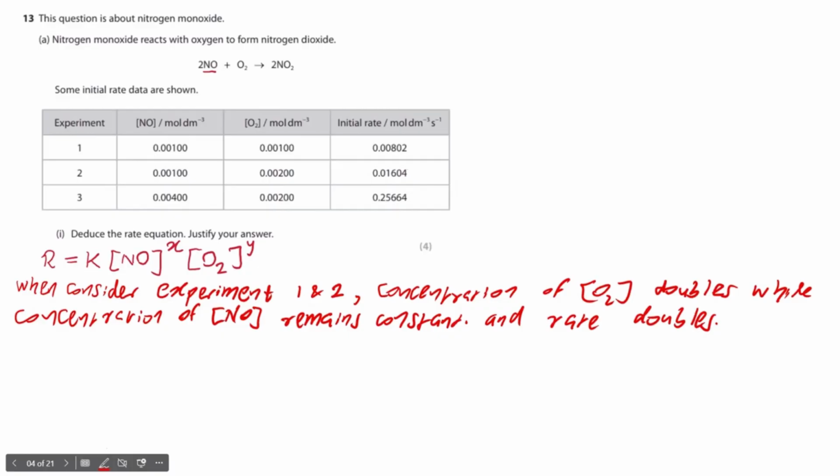Therefore, they say that when the concentration of oxygen doubles while the concentration of nitrogen monoxide remains constant, rate also doubles. So the order with respect to oxygen is y. Therefore we can say that y is 1. Therefore the order with respect to oxygen is 1.